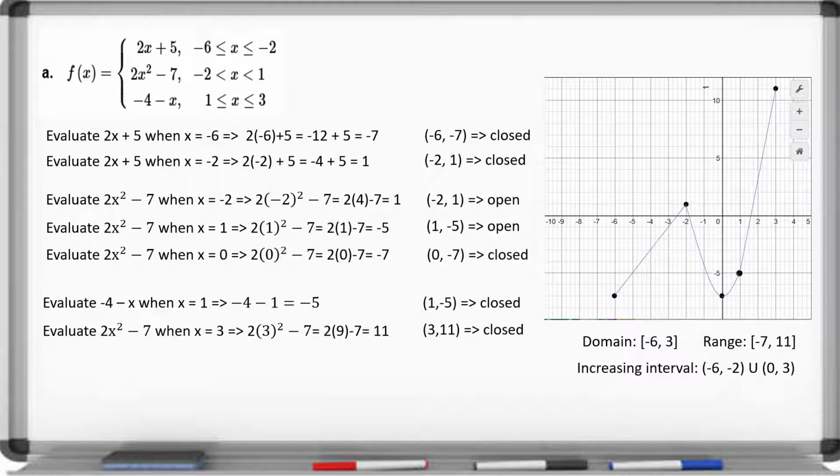All right, so for our decreasing interval, we know it's decreasing down here in this part. Between what x coordinates? Well, it's between negative 2 and 0. So it's decreasing over that range of x values. Therefore, it's decreasing from negative 2 to 0.